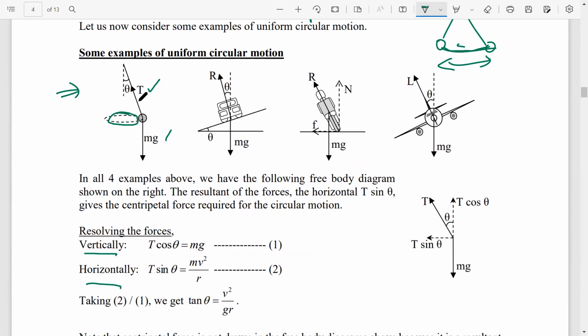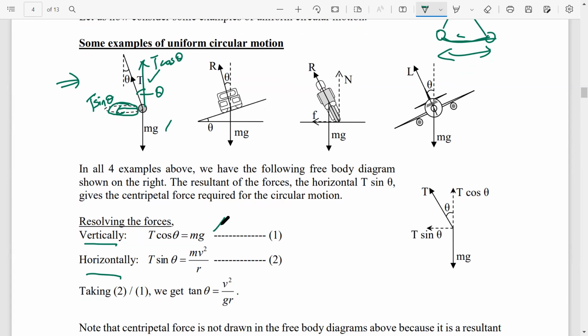If you resolve in the vertical direction, the vertical component is going to be T cosine theta, and the horizontal is going to be T sine theta. So T cosine theta will be equal to mg. T sine theta will be the resultant, and you can equate it to mv squared over r. There's no acceleration in the vertical direction.